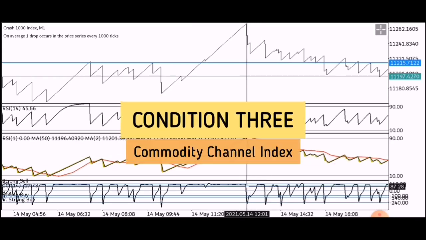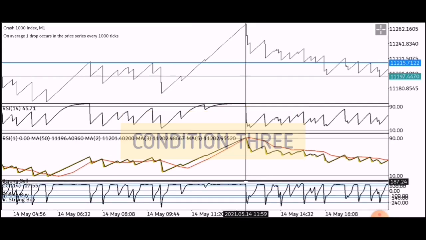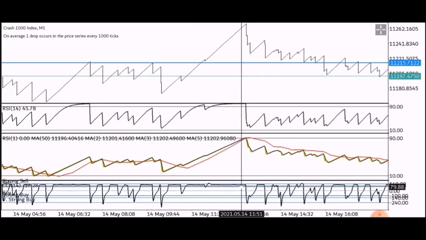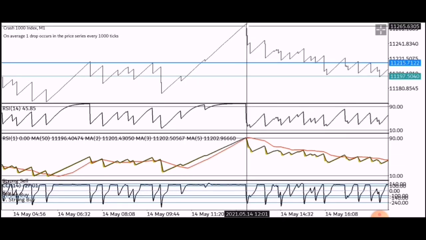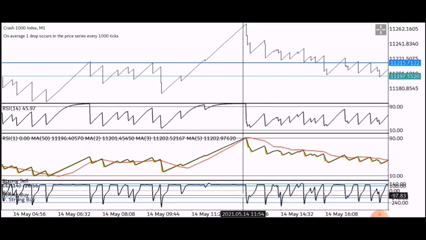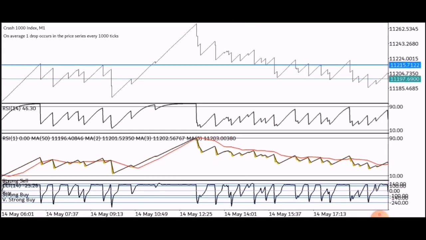Now, what is the function of the CT? The CT helps us to indicate when to take profit. So if you're taking this trade and the CT moves from the sell level, the strong sell level, and comes down to the buy level, then you want to take profit and close out on that trade. And that is how it works.